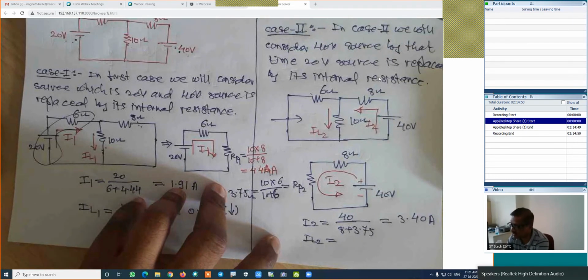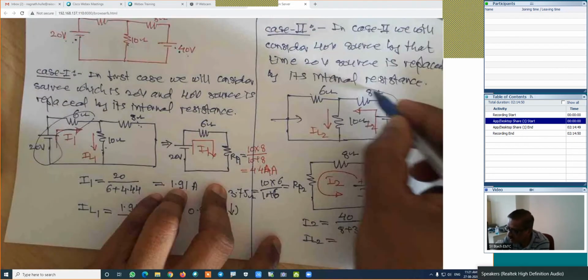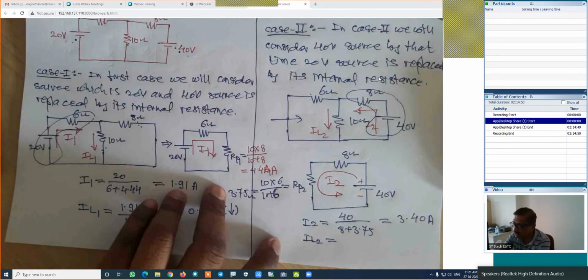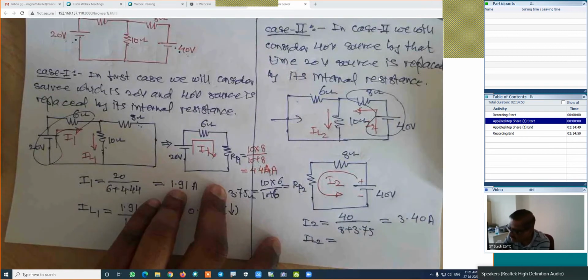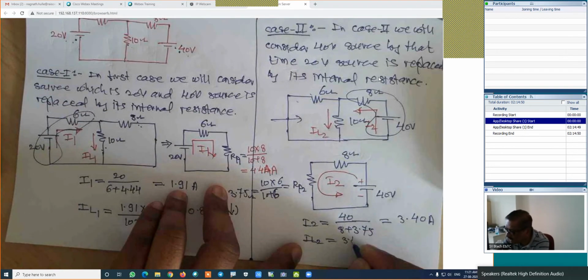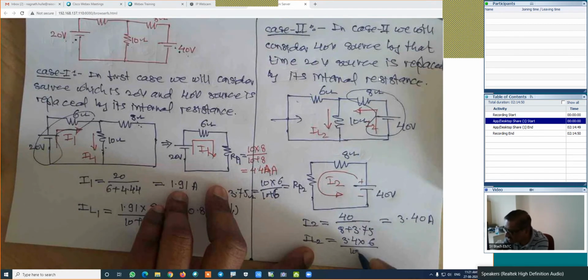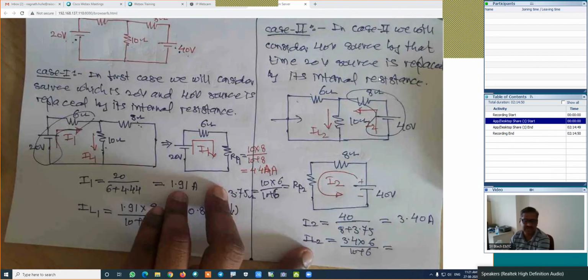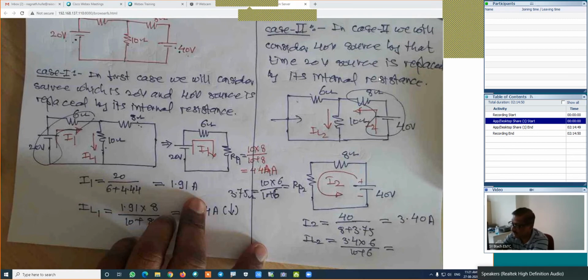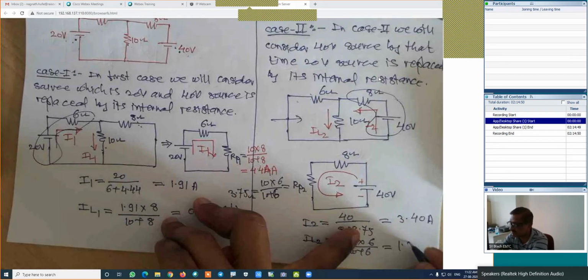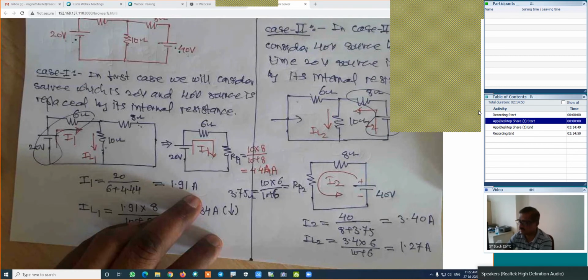I will use the current division rule. Current in this branch is known now. Out of these two parallel branches, this is opposite branch. Means 3.4 into resistance of the opposite branch, which is 6, divided by resistance of both branches, that is 10 plus 6, which is equal to. How much is the IL2? 1.27. 1.27 amperes. Madhuri, correct? Yes, sir. Correct.